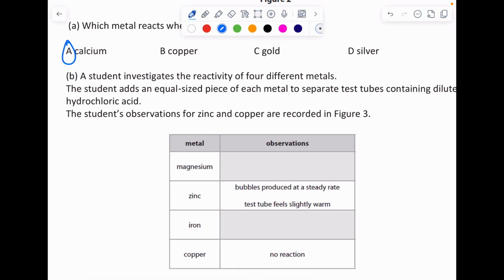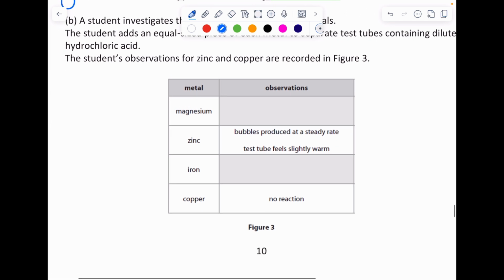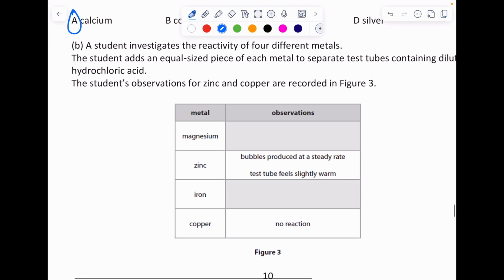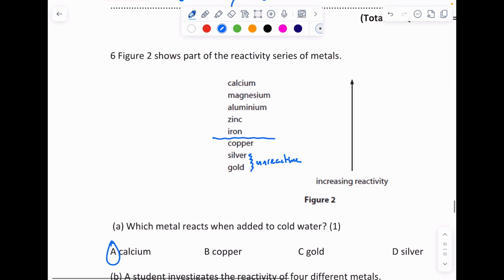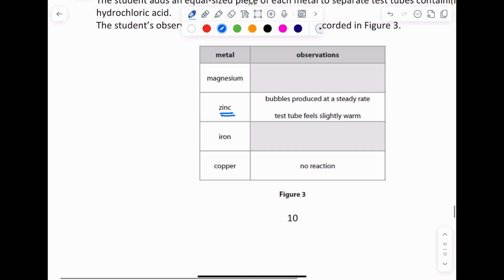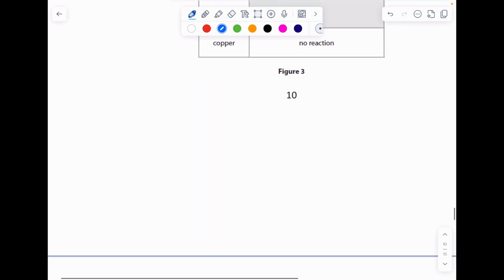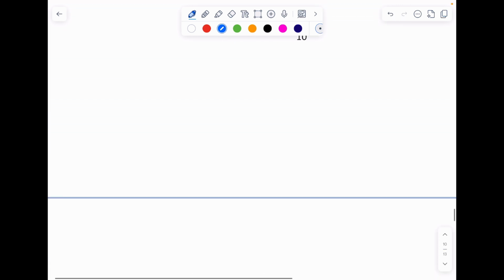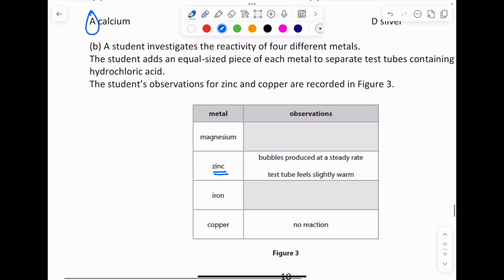So here we've got a set of data showing observations recorded when metals react with acid, and they want us to predict what would have happened with the magnesium and the iron. Well, to do this, we've got this information here for zinc, and if we look at the reactivity series, zinc is here, but magnesium is above zinc. So we'd expect zinc to be more reactive than the... so magnesium is more active than the zinc.